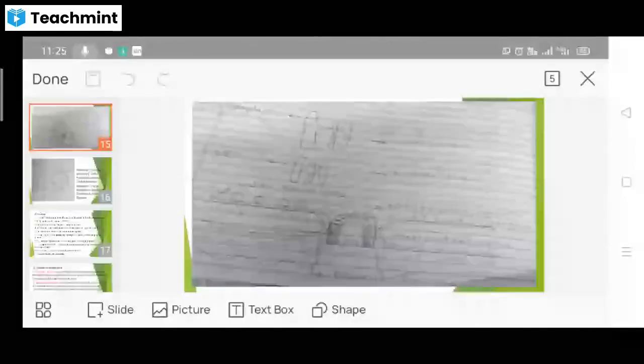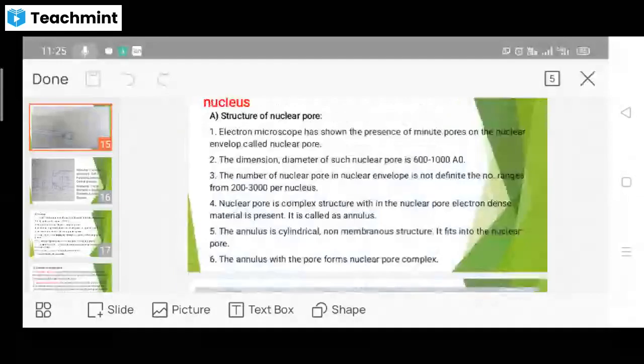So for today's lecture, I have only explained about this nuclear pore. Many times a lot of MCQs are asked on that aspect, the nuclear pore. So here you can note that there is a small pore on the nuclear envelope, which is also called the nuclear membrane, that is called the nuclear pore.